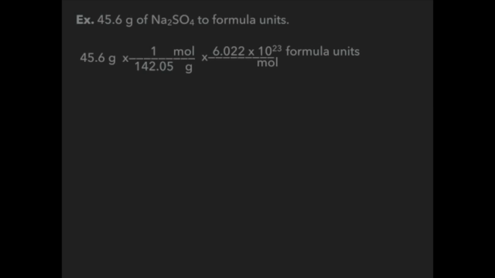Remember, you've got 6.022 times 10 to the 23rd formula units for every 1 mole. And now I can actually figure out how many formula units that is, and it's 1.93 times 10 to the 23rd formula units. All right, so now instead of just doing one simple conversion from grams to moles or moles to grams, you now can go from grams into moles and then get into something else.